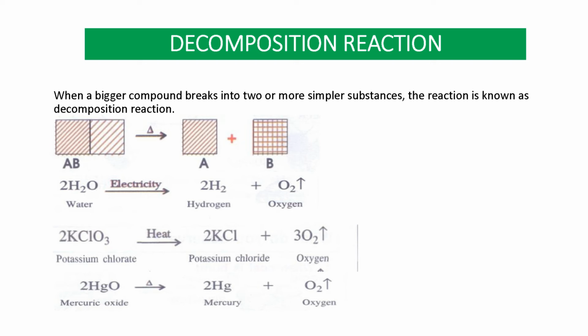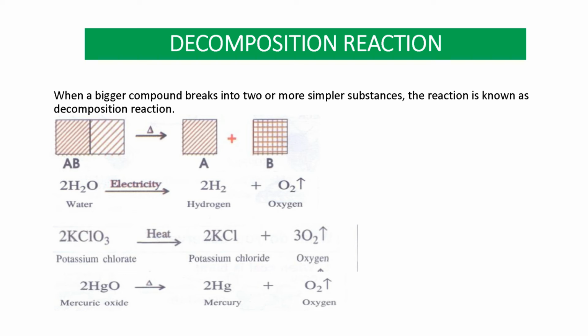Here is another example I have given, like water. When water is in the presence of electricity, water will decompose into hydrogen and oxygen. Potassium chlorate will break into potassium chloride and oxygen. And mercuric oxide, in the presence of heat, will break into mercury and oxygen. So this is the example of decomposition reaction.